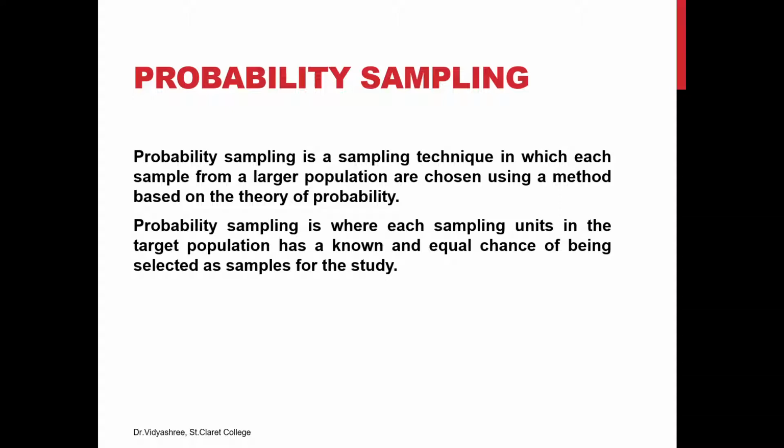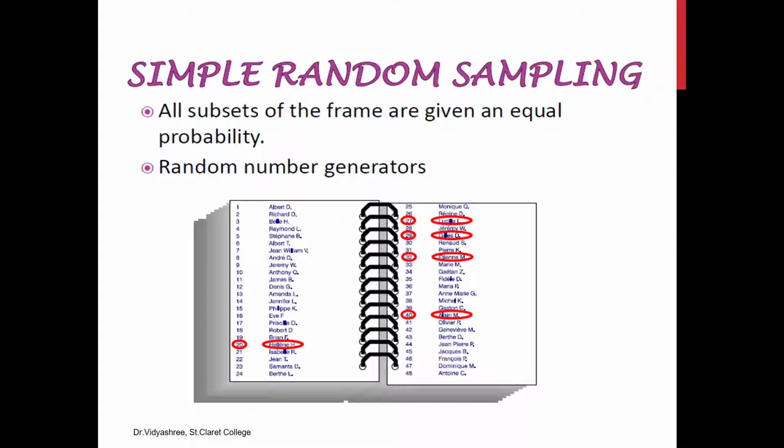There are different types of probability sampling. Let us understand one by one. The first method is simple random sampling. This is the simplest method of sampling. Here, if the target population is known, the researcher is going to list down all the subsets of the frame, that is all the elements in the population, and each element or each sample unit has an equal chance of being selected as a sample.